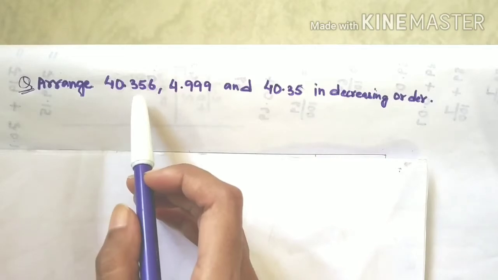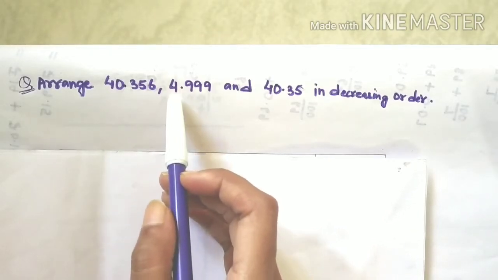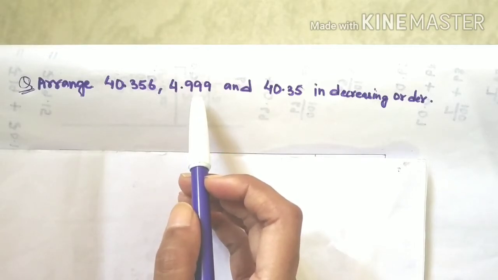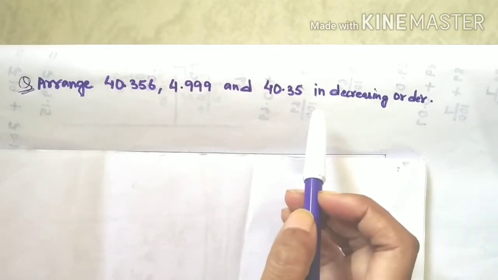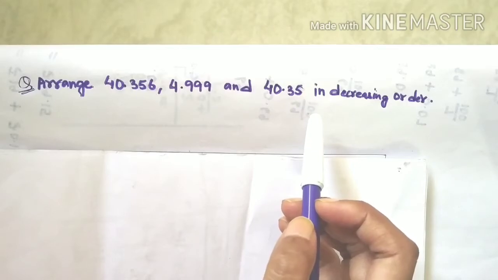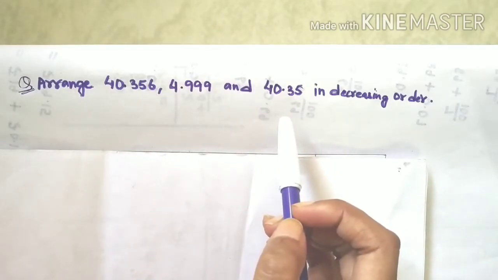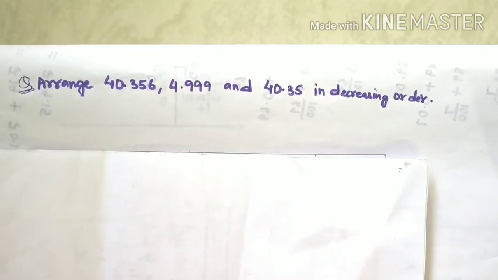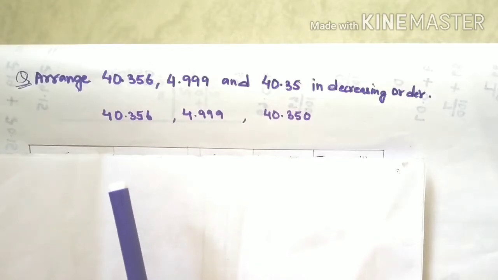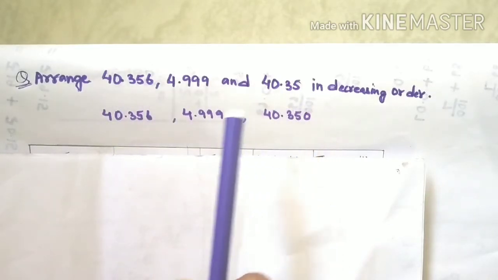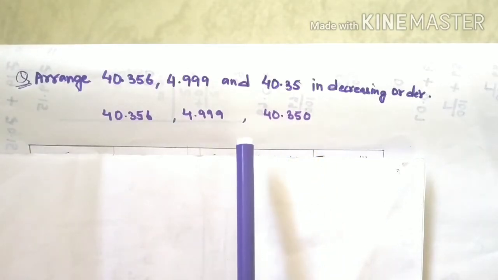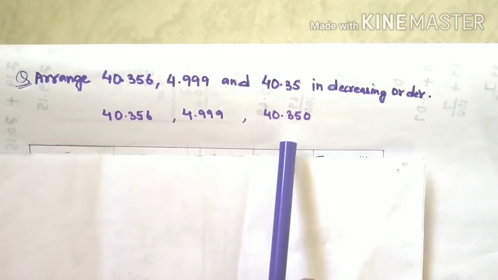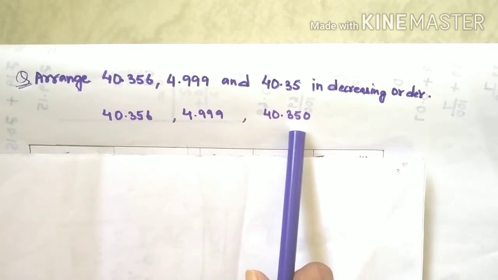Students, 40.356 has 3 decimal places, 4.999 has 3 decimal places and 40.35 has 2 decimal places. This shows that these decimal numbers are unlike decimals. So first we have to change these unlike decimals to like decimals. Now students, in order to change this decimal to a like decimal, I added a 0 in this decimal number because the highest number of decimal places is 3. So when I add a 0, here the number of decimal places becomes 3.